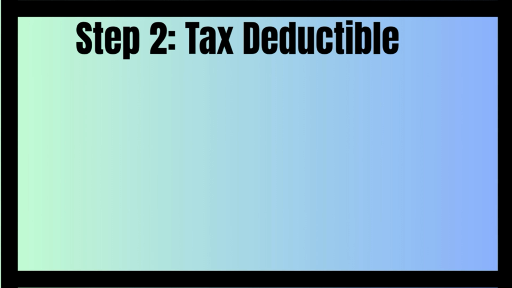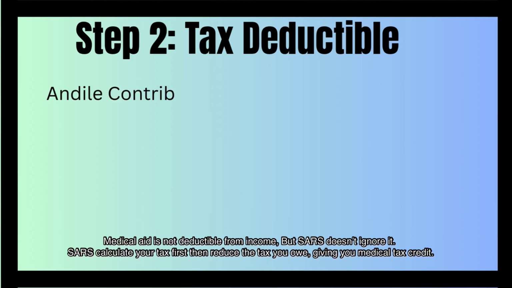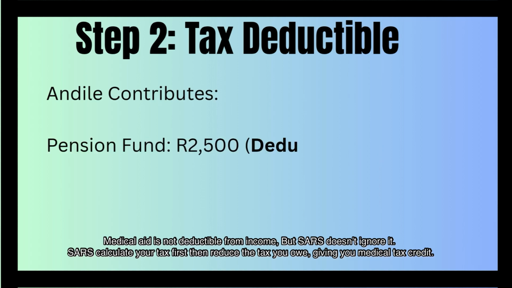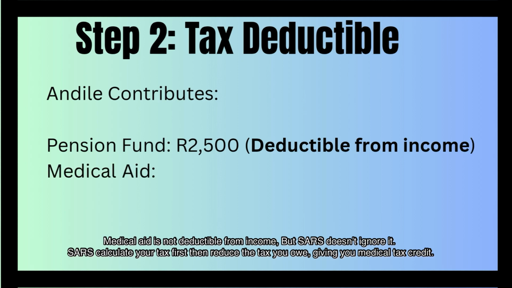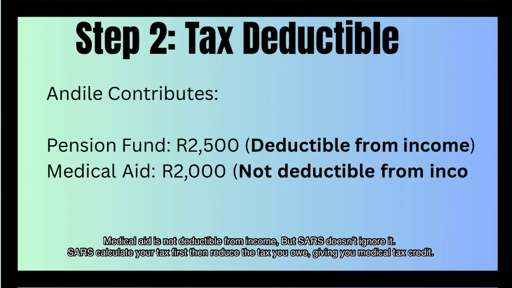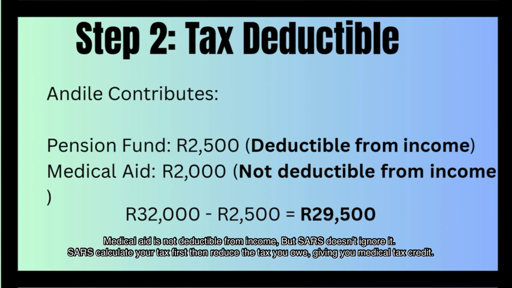Let's go back to the example. So Andile contributes 2,500 to a pension fund. So this is deductible from the income. So then what you're going to do, you're going to take that total taxable income, which is 32,000 minus 2,500. Then it's going to give you 29,500.